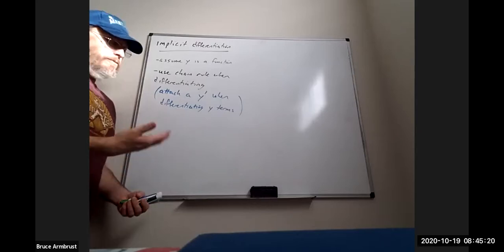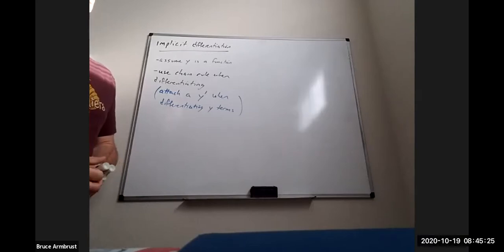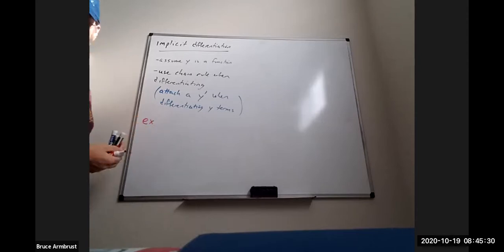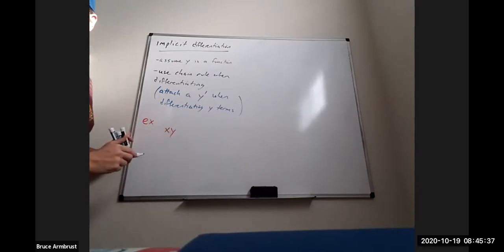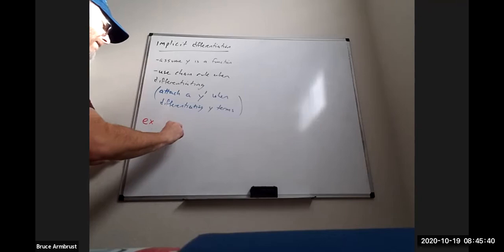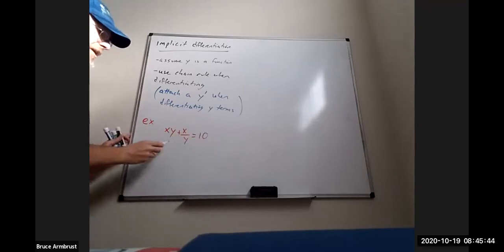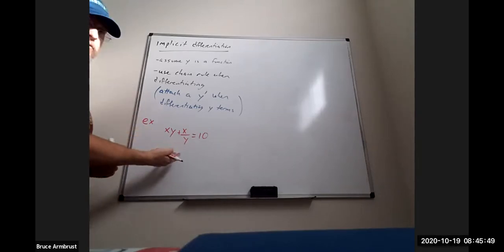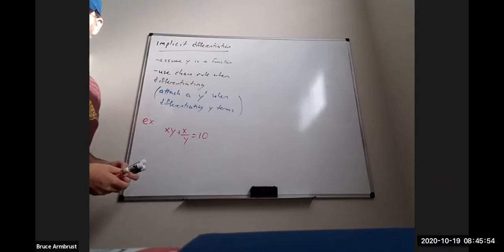All right, so let's warm up with an example. Let's do one of these guys. For example, let's try this. Let's say we've got an equation here that's xy plus x divided by y equals 10. All right, so there is a graph that satisfies this equation, a bunch of xy points that when you plug them in, give you truth.